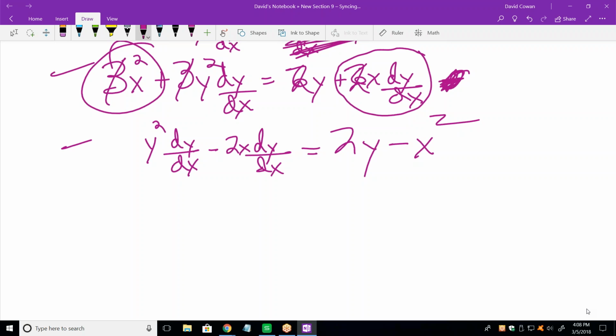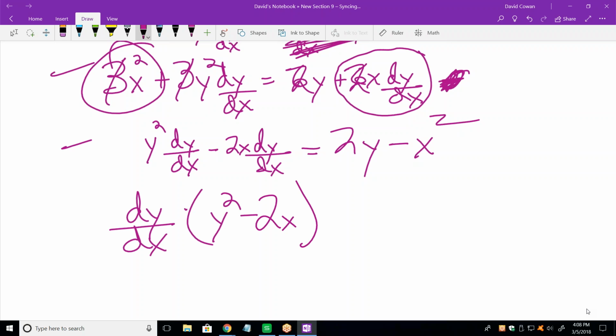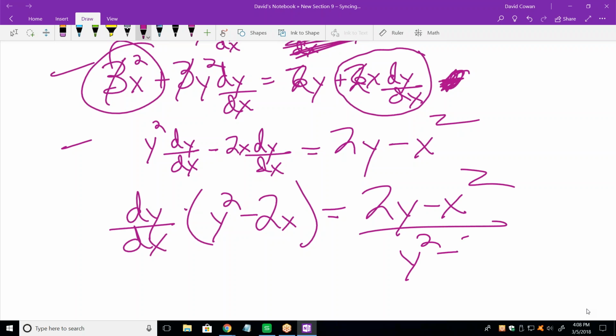Factor out the dy dx. You got it. Leaving behind what? Y squared minus 2x in parentheses. And now what? Equals 2y minus x squared. And then you would divide by the y squared minus 2x on both sides. And there you have dy dx.